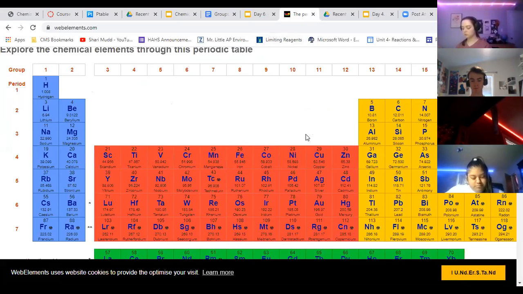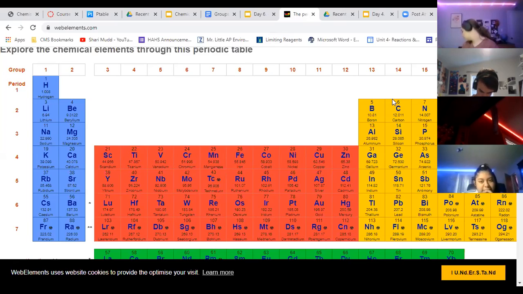So when we're saying group 4A, you are not counting these rows right here. You are only counting the columns that are part of group A. So group 4A would be group 1, 2, 3, 4. So this column right here would be part of group 4.